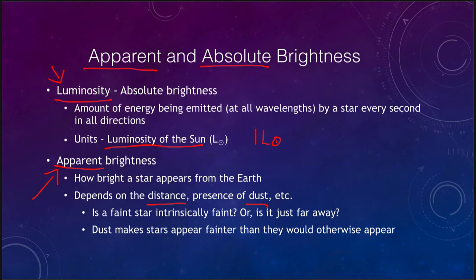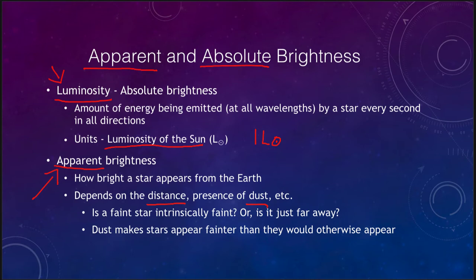And since it does depend on these things, there are some questions. Is a faint star really faint? Or is it a bright star that is just very, very far away? So that is something that we have to consider and that we will use later on. Also, dust will make stars appear fainter than they would otherwise appear. So in some ways, dust can make a star look further away by making it look fainter. We could think it is further away than it actually is if we did not understand that there is dust in the way.